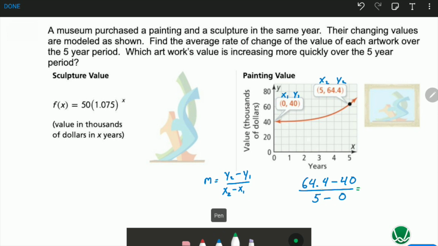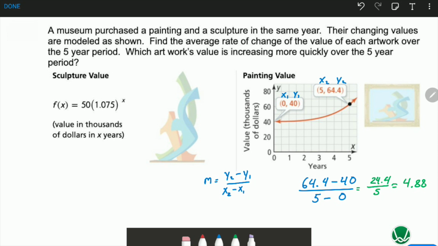If I do the subtractions, 64.4 minus 40 is 24.4 divided by 5. And I don't know what that is. 24.4 divided by 5 is exactly 4.88.